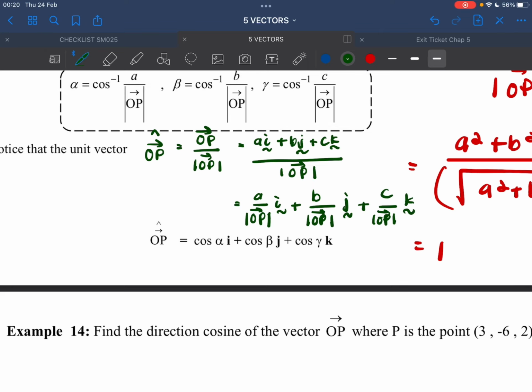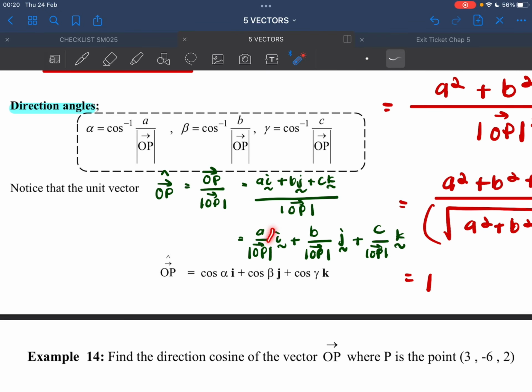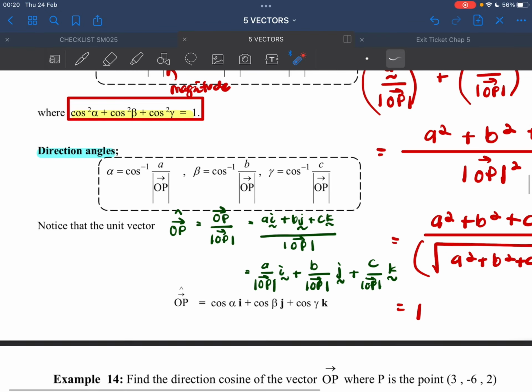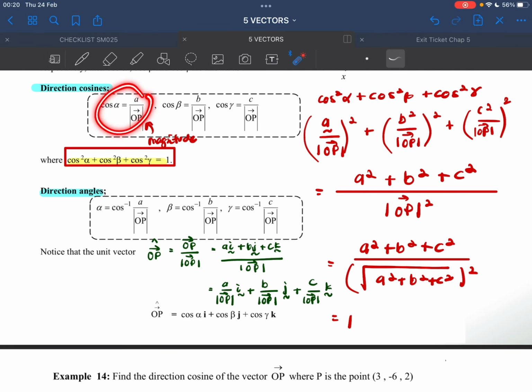Okay, and as you know, this is your cos alpha, your direction cosine, this one here cos alpha, and this one here is cos beta, and this one here is cos gamma. So here we have a new formula, which is to find the unit vector.